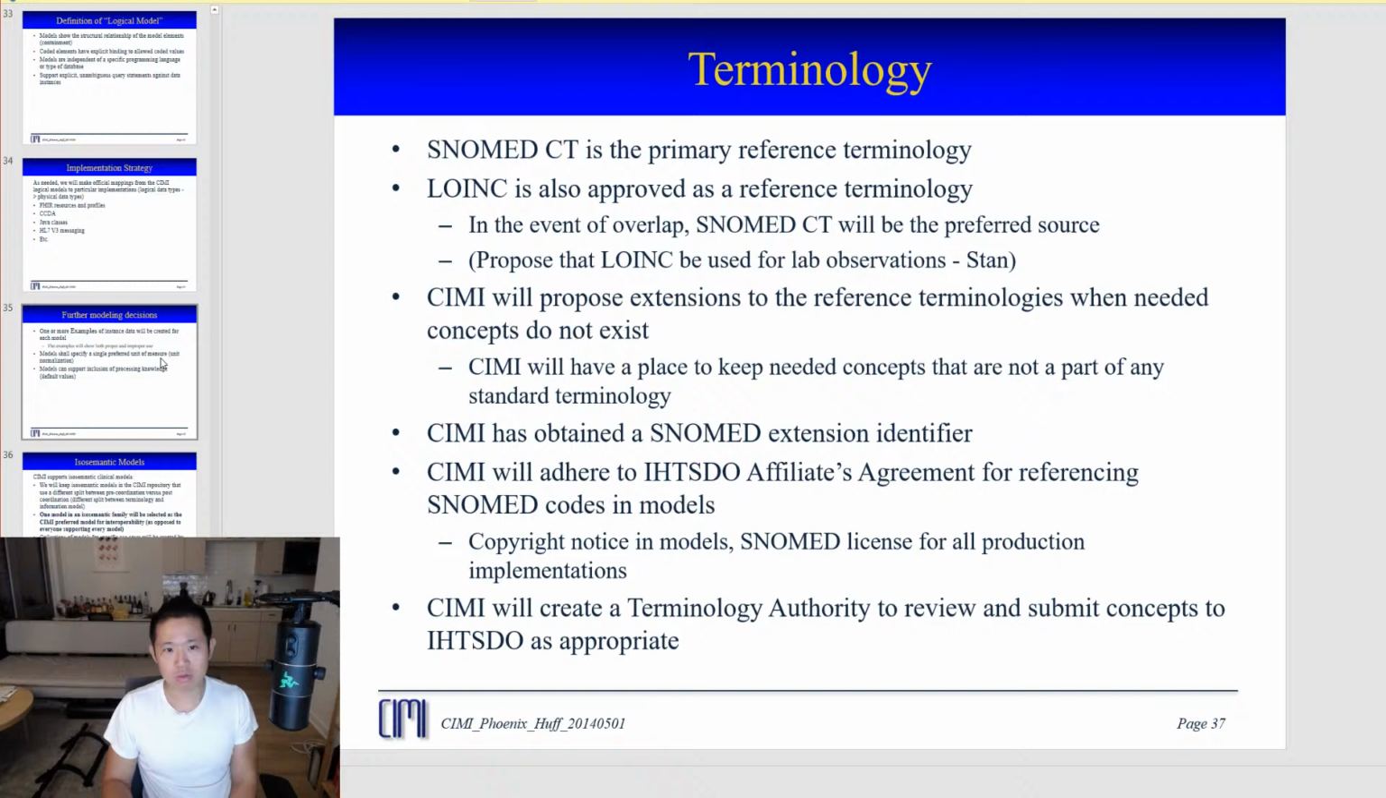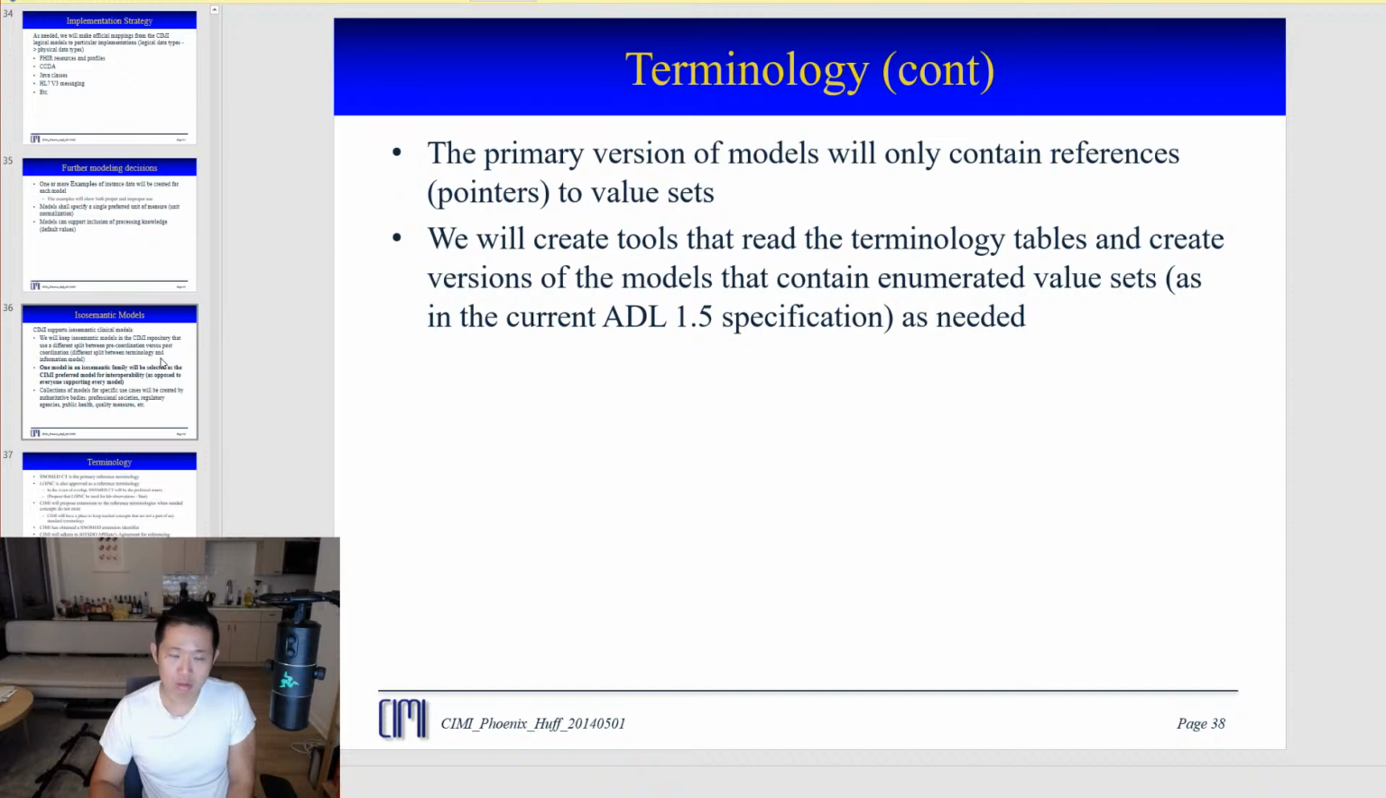Primary reference also be the preferred source. Is for lab. Propose extensions for when needed. Concepts do not exist. Primary version of models will only contain references to value sets. References to value sets.